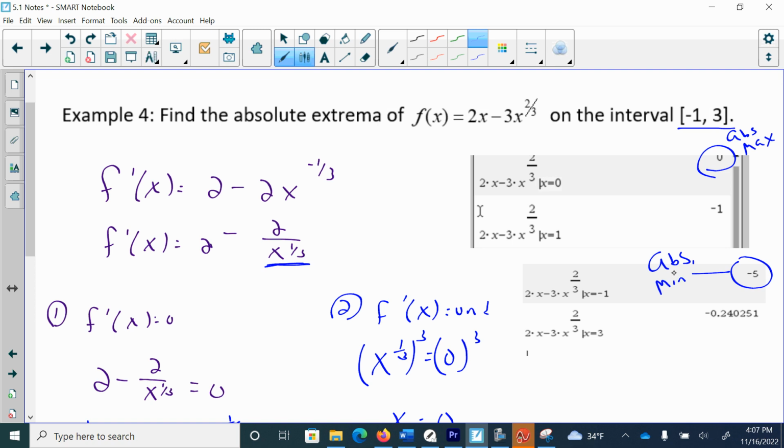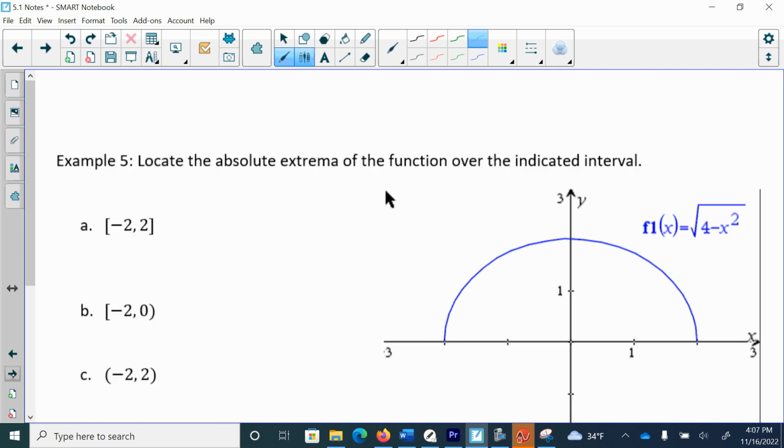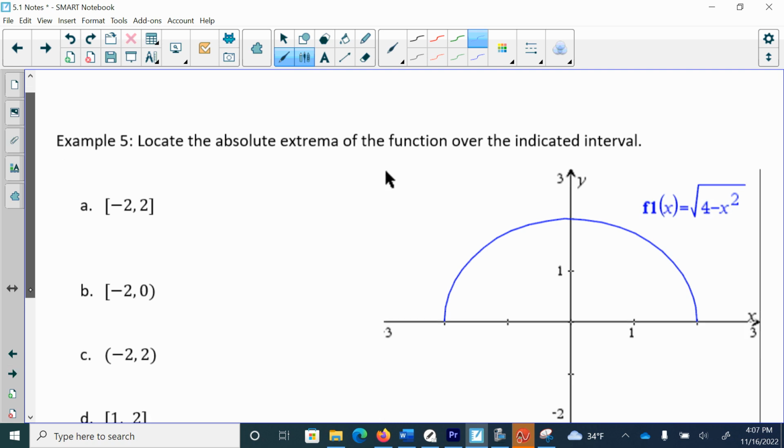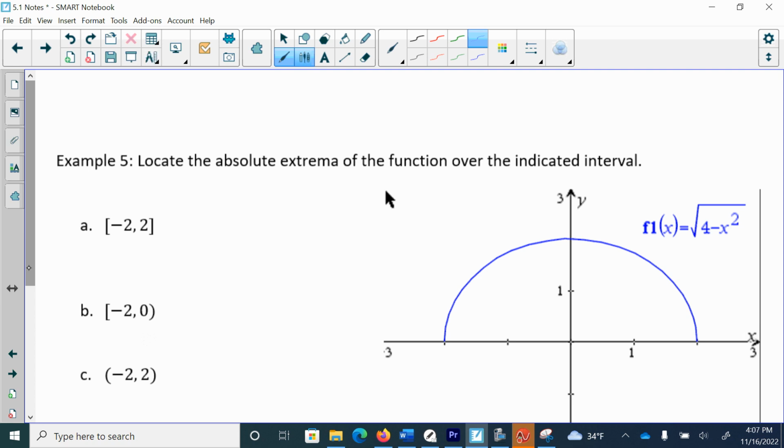So my absolute max is 0. My absolute min is negative 5. Okay, the next one says locate the absolute extreme of the function over the indicated interval. So they give me the equation, a square root of 4 minus x squared. And in the interval from negative 2, so I want to do the interval from negative 2 to positive 2.